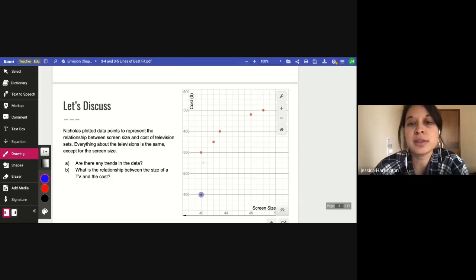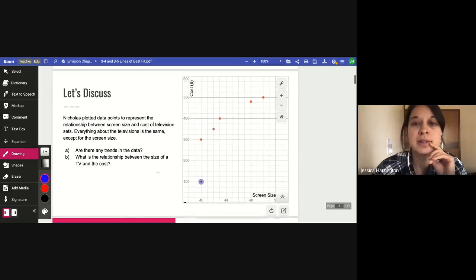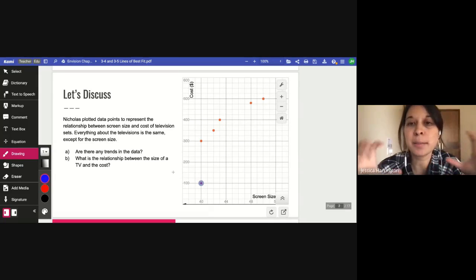One trend I'm noticing is that the larger the screen size, the more expensive the TV, right? They're generally going up, okay? And it's kind of following a positive slope, right? Except it's not a completely straight line because you can see if I connected these, it would be zigzag. But it's almost there. So those are some things I'm noticing. So how can we take these data points and plot the best line?